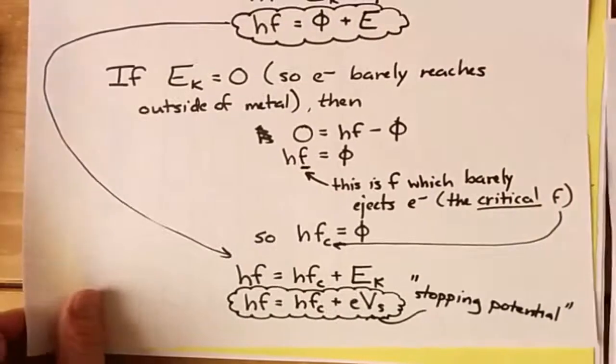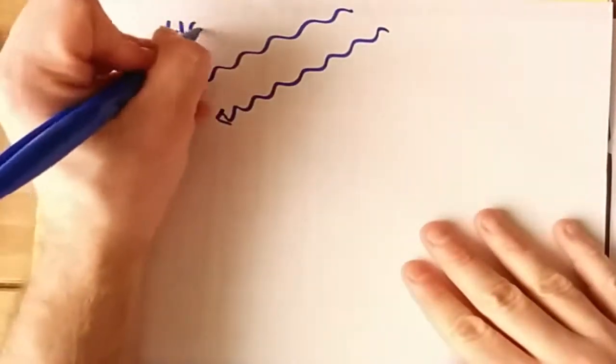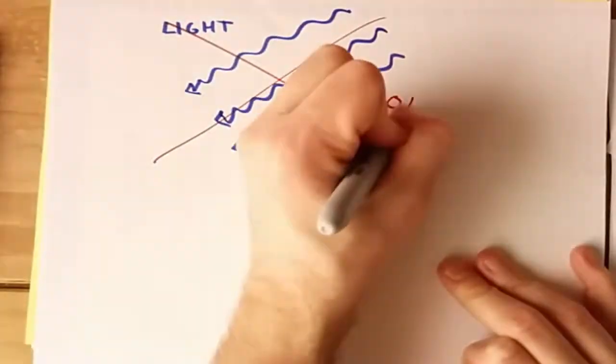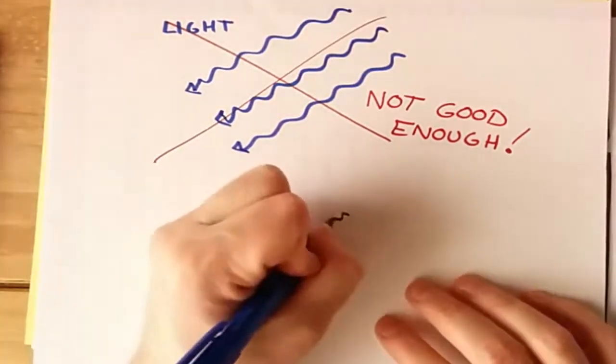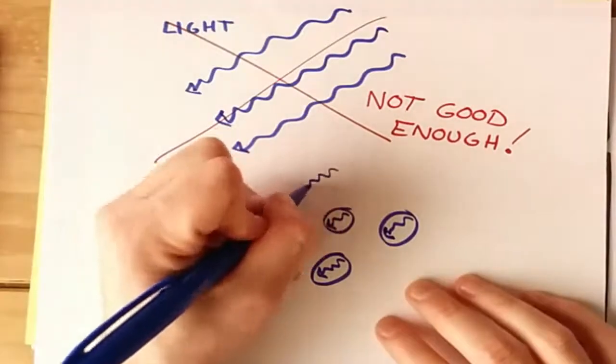So the takeaway here is that it's not enough to just think of light as a wave. That doesn't explain all of the phenomena that we observe. So for instance, in Millikan's experiment, we needed to think of light as acting like a particle in order to explain that. And that was Einstein's big contribution, or one of Einstein's big contributions.